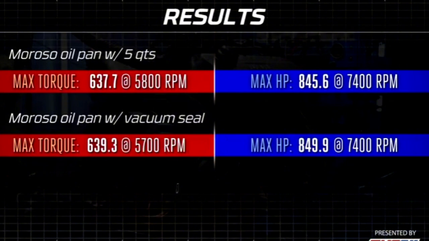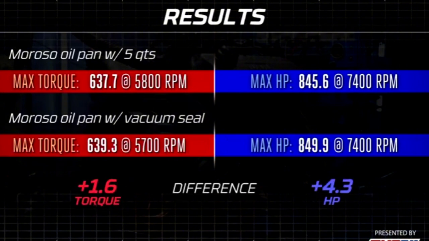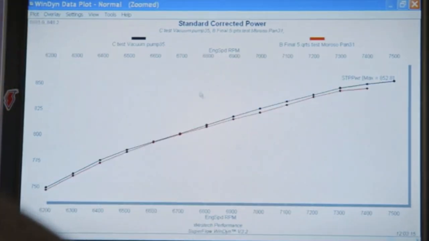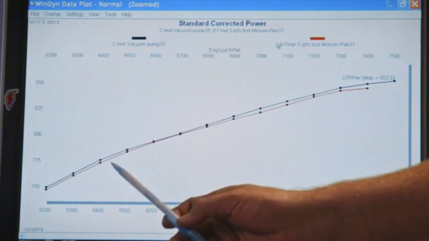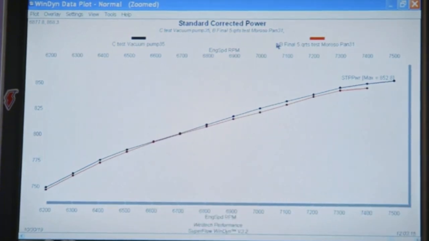Let's have a look. Our new peaks with the vacuum pump are 849.9 at 7,400, which is the same RPM we were looking at in earlier tests. And our peak torque at 5,700 is 639.3 pound-feet. So want to overlay this versus no vacuum pump? Yeah, look at the graph overlaying vacuum pump and no vacuum pump. You can see on this particular engine, it barely made a difference, but I would run it because no leaks. You never have to worry about a drip. Right. Yeah, which is actually pretty good.